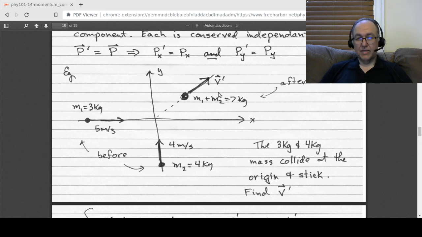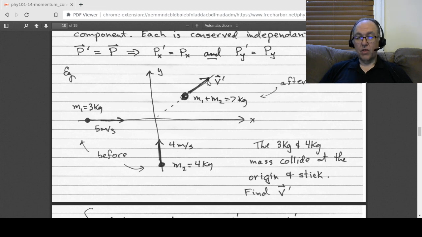So there's the after. Now I give you some numbers. M1 is 3 kilograms, and it's traveling at 5 meters per second along the plus x direction. M2 is 4 kilograms and it's traveling at 4 meters per second along the plus y direction. And of course, the combined mass when they stick together, M1 plus M2, must be 7 kilograms.